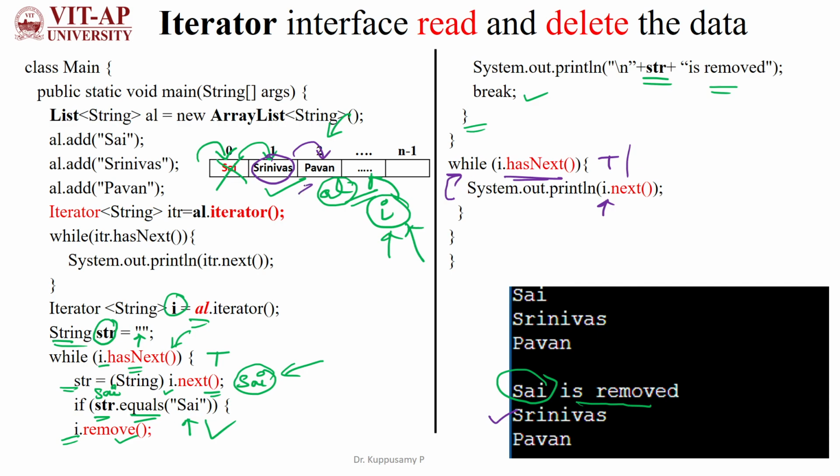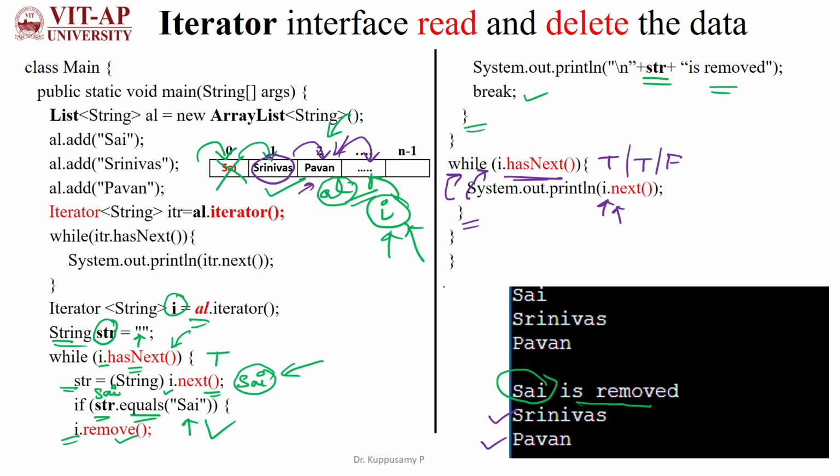Yes, Pavan is there, so it returns true. Now I is having the current element as of this moment. So now it is returning Pavan, then moving the control to the next index. The next index is having a null value. Again the while loop checks has next, any more elements? No, it is not having elements, so false, and it will come out of the while loop.